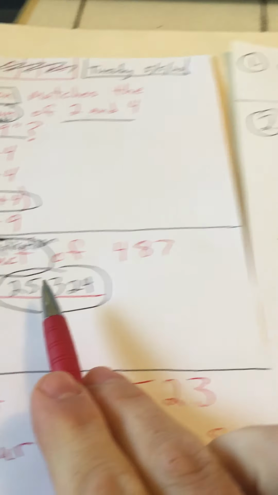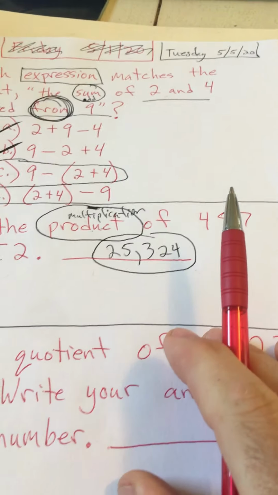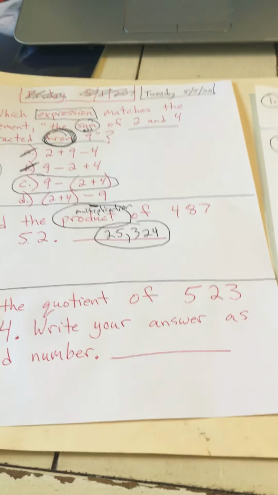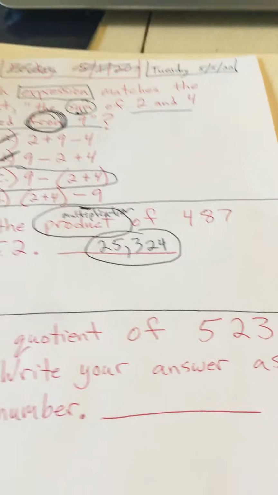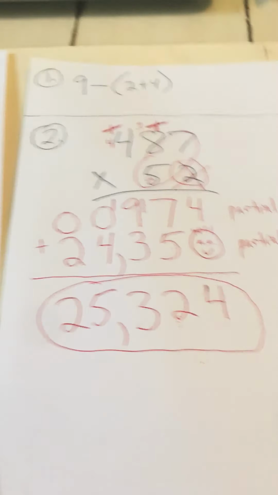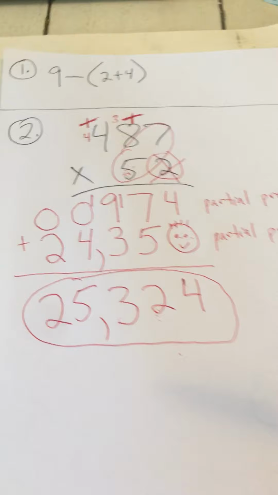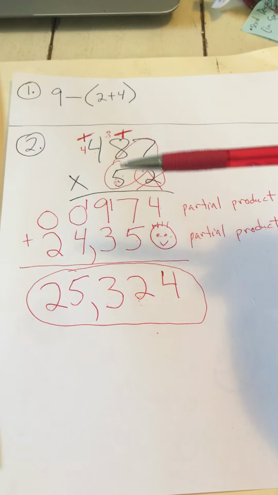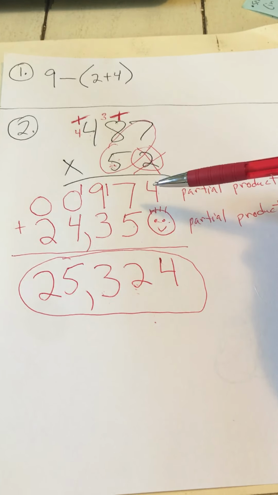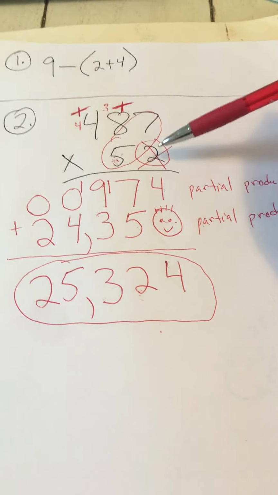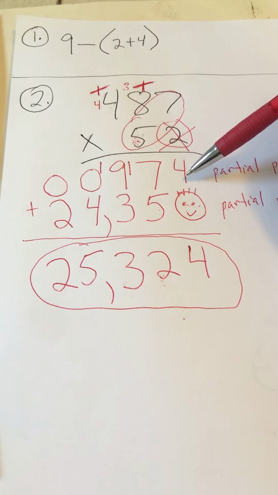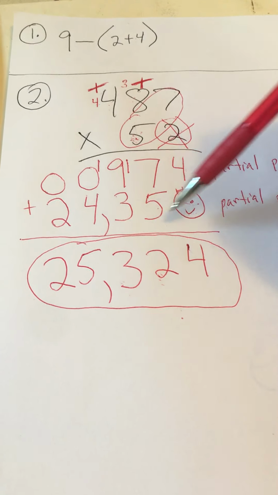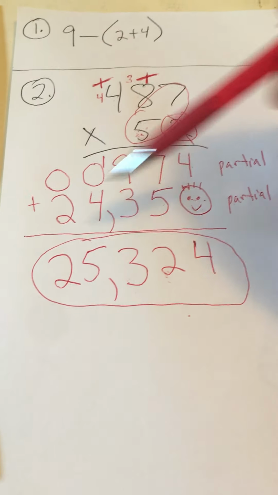Check that I wrote the correct numbers. And that is the correct product for 487 times 52. All right, 25,324. Give yourself some snaps if you got that. More importantly, if you didn't get that, pause right here on my work. You need to follow along your steps, right? 2 times 7 is 14. Look at my partial products, 974 plus 24,350. Where did you make your mistake?